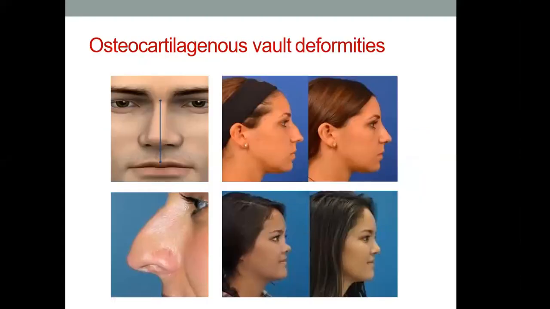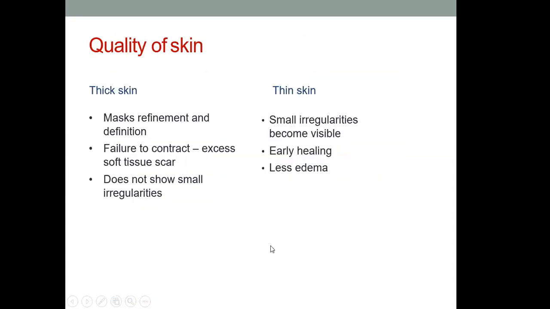For the osteocartilaginous deformities, as you see here, this is a deviated nose, this is a hump nose, this is a polypeak, and saddle nose. The quality of skin, we have to check it. The thick skin: masks refinement and definition, failure to contract because there is excessive soft tissue scar, and does not show small irregularities. While the thin skin: small irregularities will be visible, early healing, and less edema.